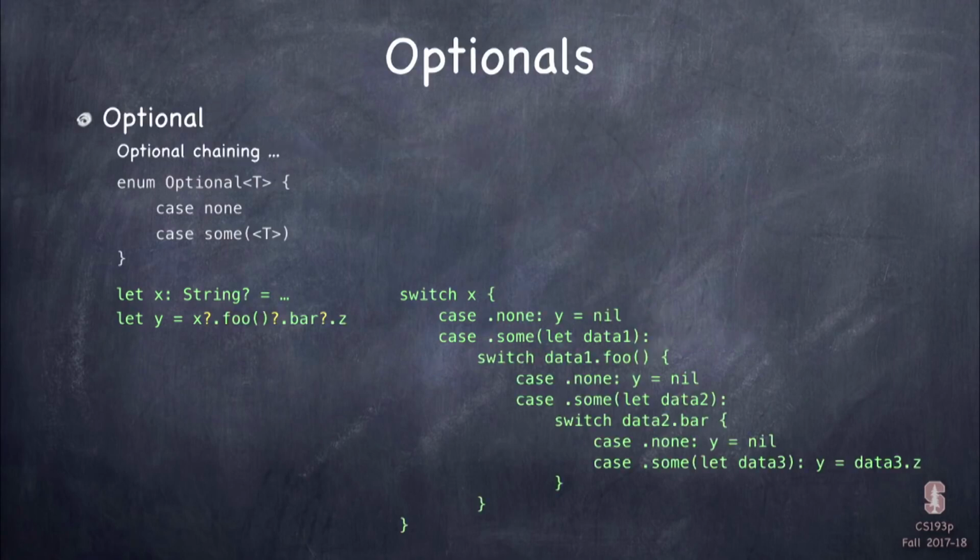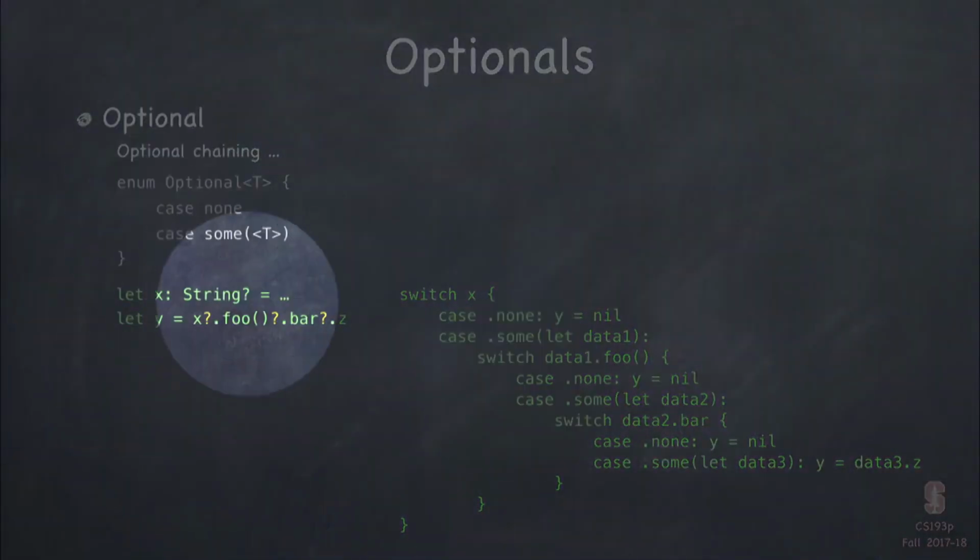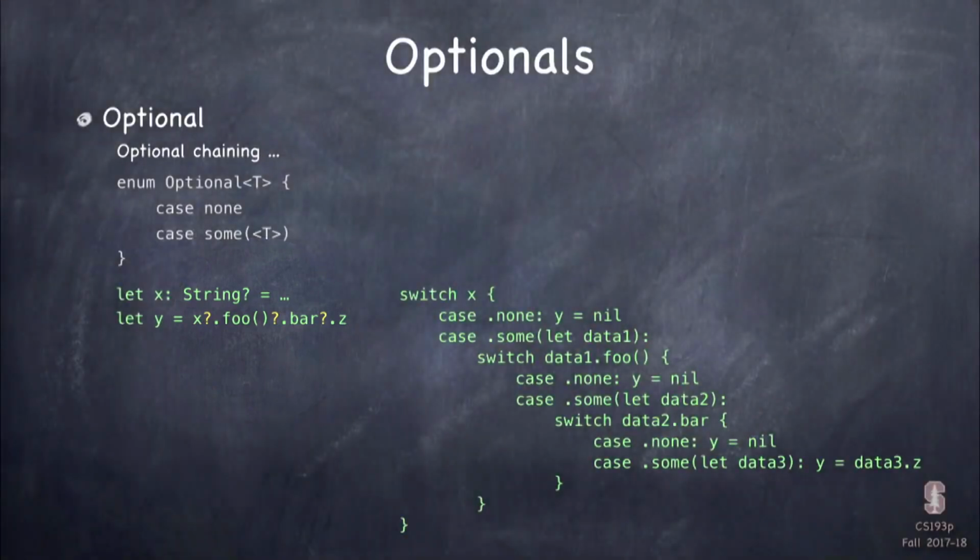This is optional chaining. So optional chaining, imagine right here, if you look at this little let x equal, imagine that x and the method foo and the var bar, all three of those, return an optional string. Okay? So we don't know what they do, but they return an optional string. They may or may not return nil. Well, what optional chaining there allows us to do is to call those things in sequence, call one, and then when we get the value, call the next thing on that, and when we get the value, call the next thing on that.